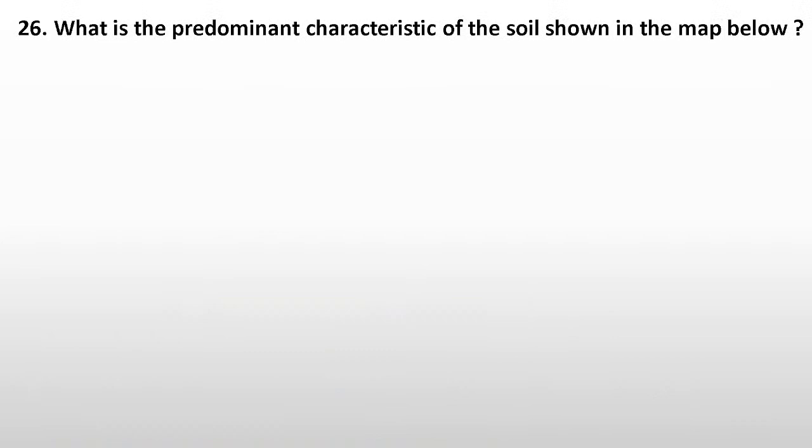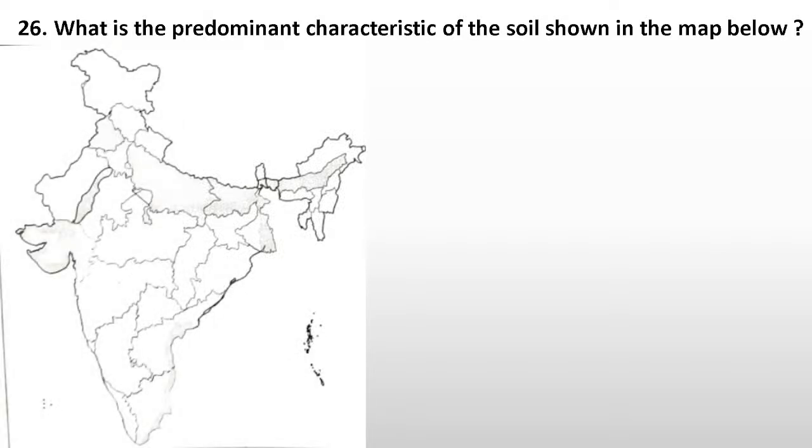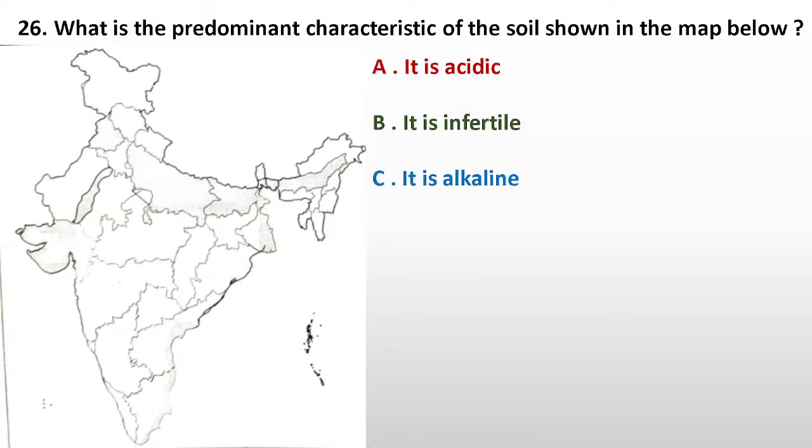Question number 26. What is the predominant characteristic of the soil shown in the map below? You have to observe closely. And your options are A, it is acidic, B, it is infertile, C, it is alkaline, D, it is very fertile.